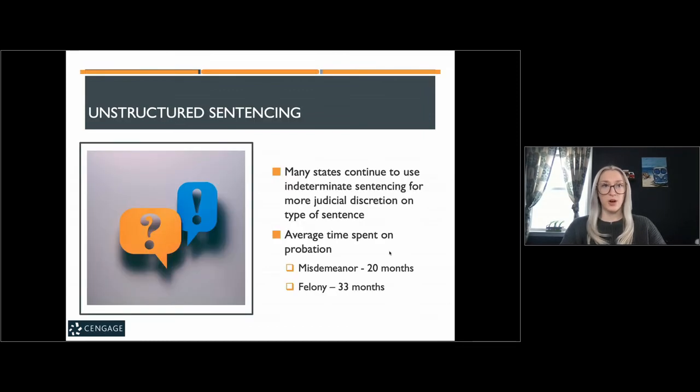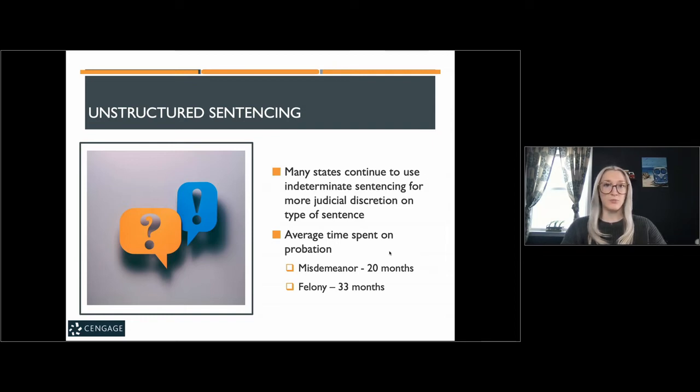So now let's go on to unstructured sentencing. So unstructured sentencing is where the judge is going to decide the type of sentence, so prison or community sentence, and they're following very loose guidelines on the length of the sentence that they're going to give.